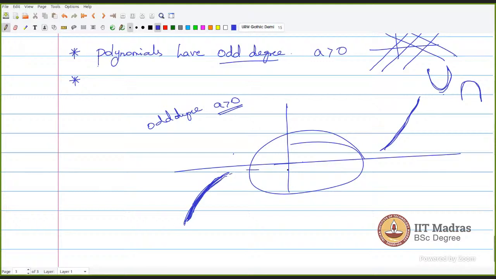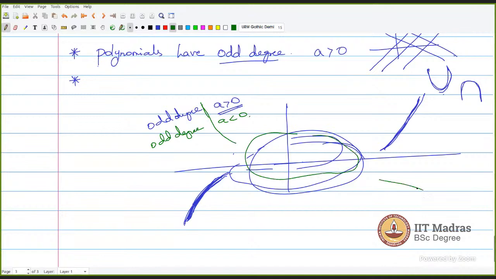It comes between, something happens, and after some positive values of x, it goes to infinity. And when I have odd degree, I will take it in this graph itself. When I have odd degree and a less than 0, I will have the opposite of this. So it will be like this. Something happens in between, and it will go like this.